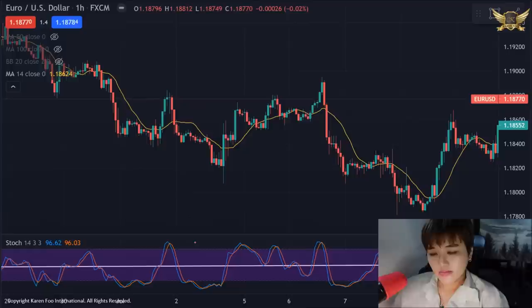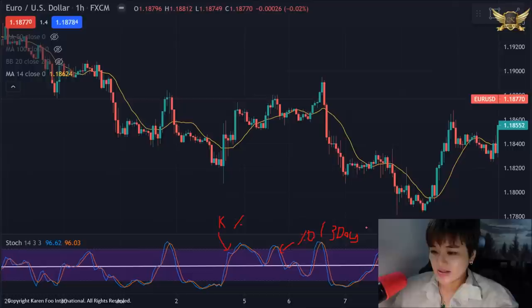So just now I said moving averages, you can use it in stochastics, right? Your blue line is percentage K. Orange line is percentage D, which is your slow stochastics. Just a recap, your slow stochastics is actually a 3-day SMA of the percentage K, which is the blue line.